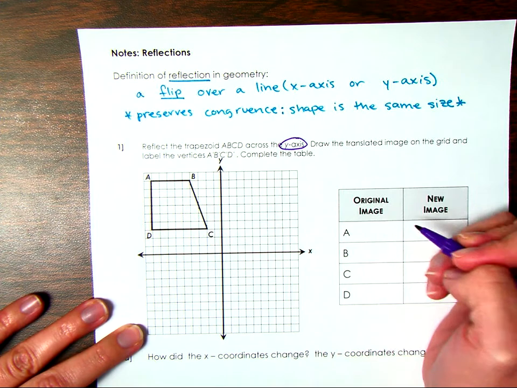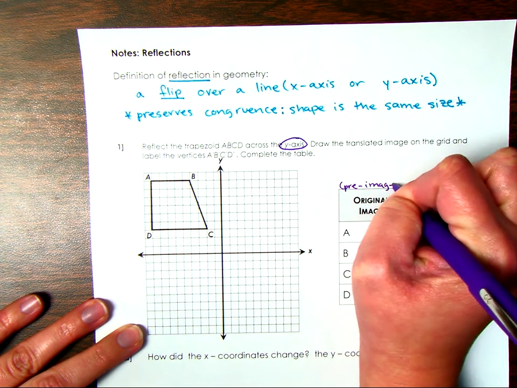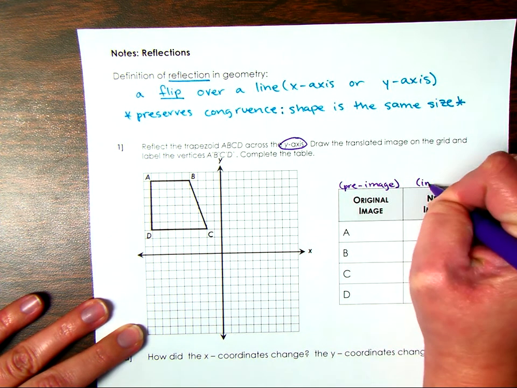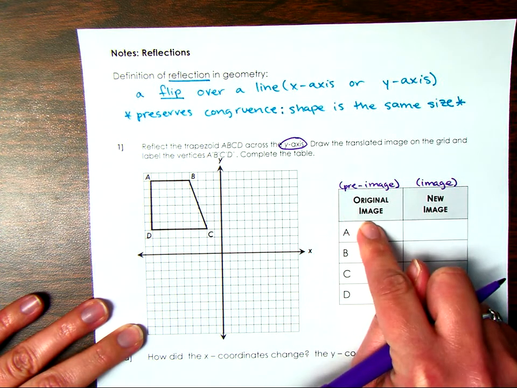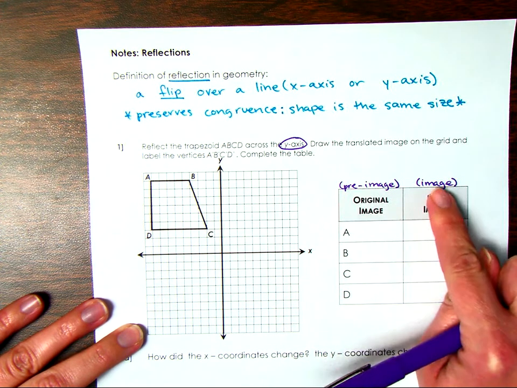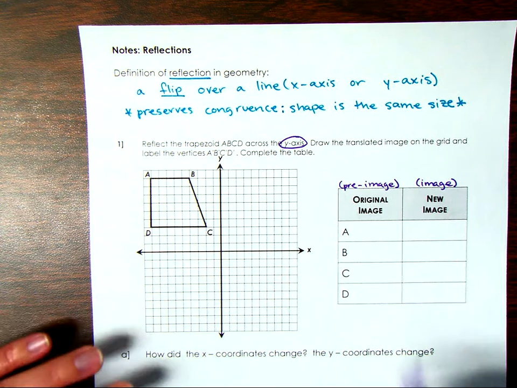Remember, the original image we can also call the pre-image. Sometimes they call it that. And the new image, sometimes they call that just the image. So if you ever see pre-image, that means the original, what you started with, because pre means before. And if you just see the word image, that means your new image, where you got to. Just something to think about.